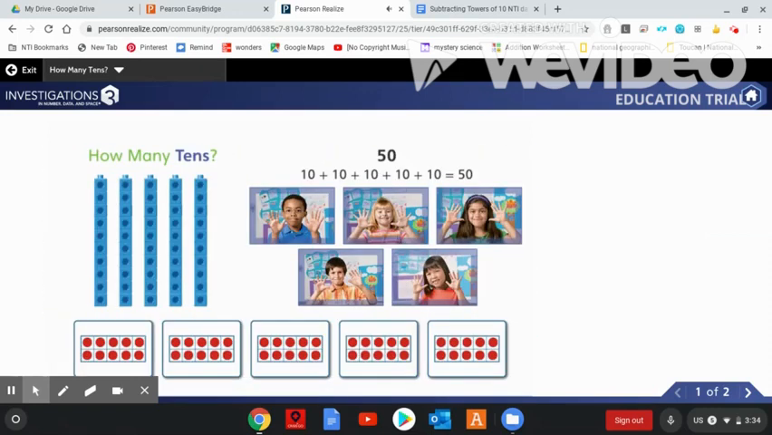When I have groups of 10, I can count by tens to figure out how many I have in all. When I see a counting by 10 number, like 40 or 50, I can represent it using groups of 10. I can also look at the number in the tens place and know how many tens there are.